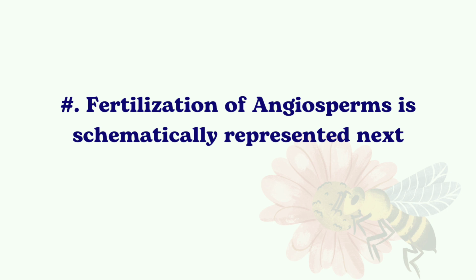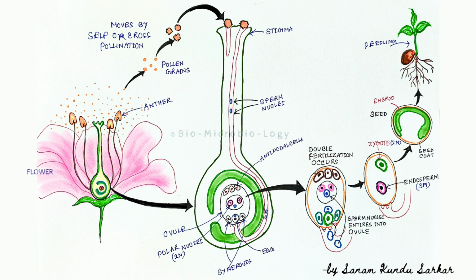The fertilization of angiosperms is schematically represented next. The figure depicts the overall fertilization process in plants, especially in angiosperms. Here we can see the pollen grains, after being dispersed from the anther, landed on the stigma of the same or a different flower. Then it moves through the pollen tube inside of the style and germinates to form sperm cells, and enters the ovule and fuses with two types of cells. Thus the double fertilization is accomplished.